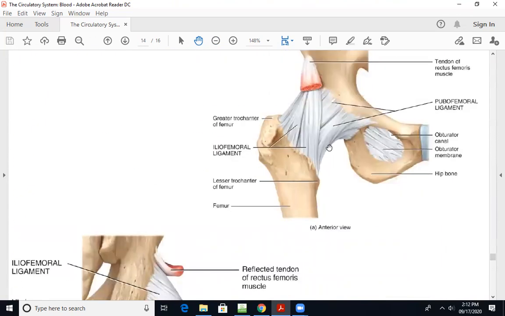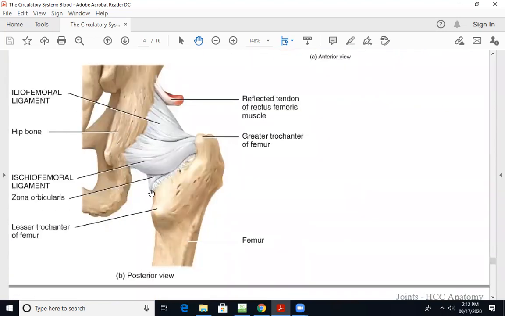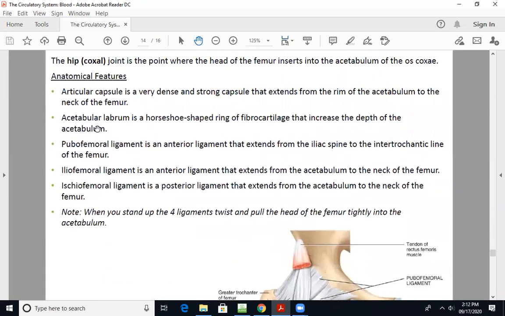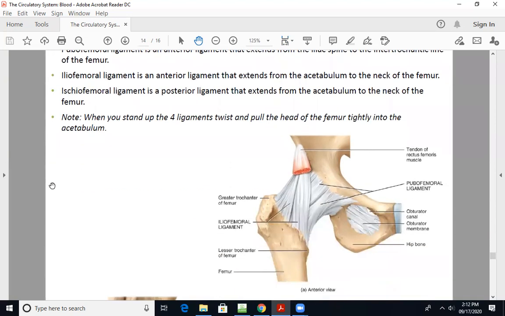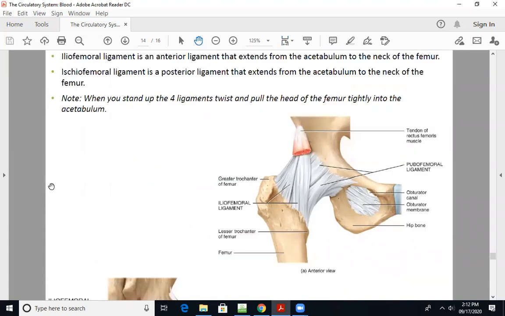We've got an anterior view, frontal view, where we've removed some muscles, like the quad muscle, rectus femoris, out of the way. Same thing, we've removed a lot of muscles here in the posterior view, so we can see these. The articular capsule is a very dense, strong capsule extending from the rim of the acetabulum to the neck of the femur. It's not something that you're going to have to worry about in this set of images.